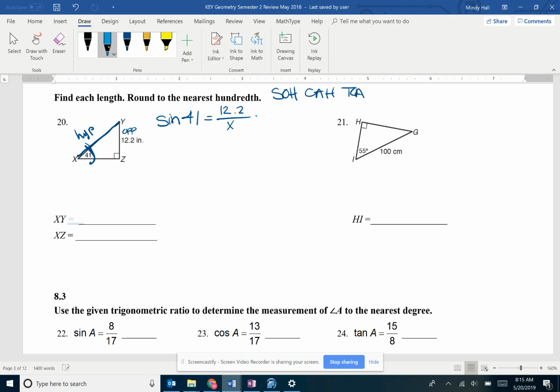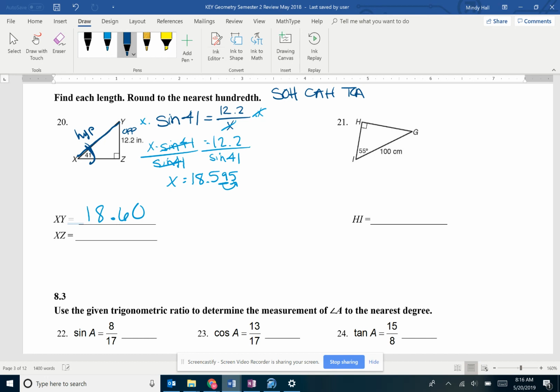To solve this, we multiply both sides by x first. So we have x times sine 41, equals 12.2. Then we divide by sine 41, and x equals 12.2 divided by sine 41. Hopefully you have a calculator that you can just type that straight into, but that gives you 18.595. Looking at that 9, the 5 tells us to round up, so we know XY is 18.60. Again, 59 would just round up to 60.